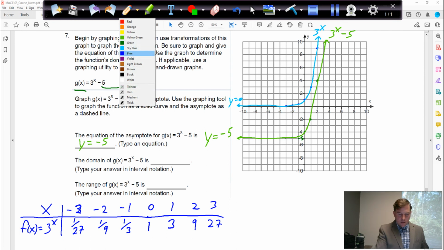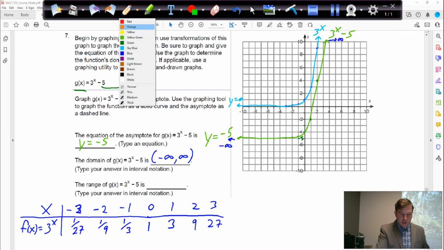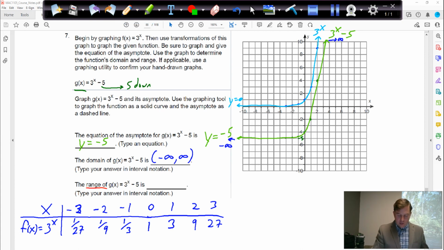The domain, just like before, this is going to go to the left to minus infinity. It's slanted, so it's going to go up and to the right to positive infinity. So just like before, the domain is all real numbers. The range, the y values as I go down to up, the lowest it is at negative 5. And it's not going to touch it, so nothing's below negative 5. No green is below negative 5. It starts at negative 5, but it'll never touch that line. And then it's going to go up to positive infinity.